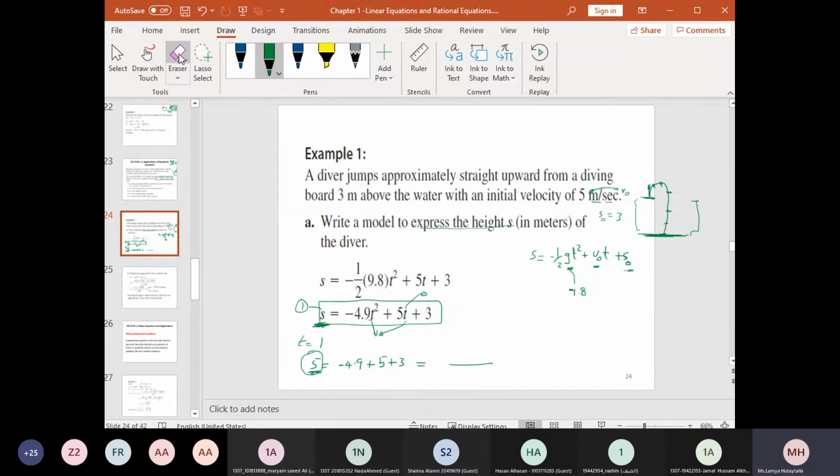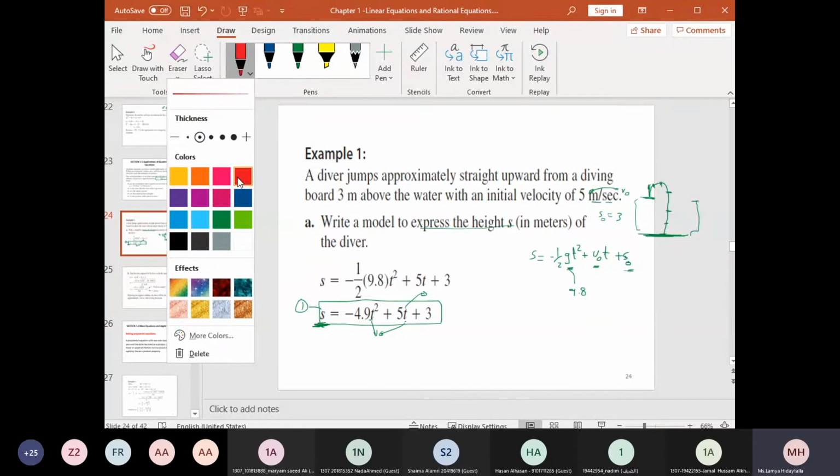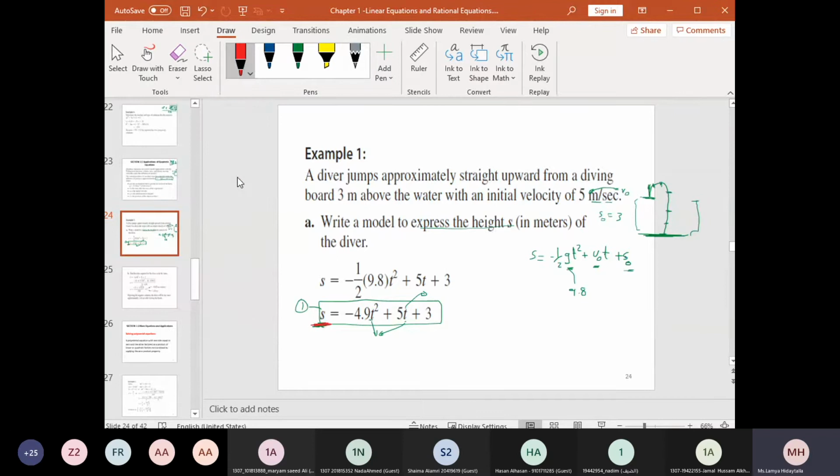What was the question now? When the diver will reach the water. What information do we have? What is the height in this case? When he reached the water, what will be the height? Do I know s? Reach the water means he reached here. Yes, exactly, it is 0.